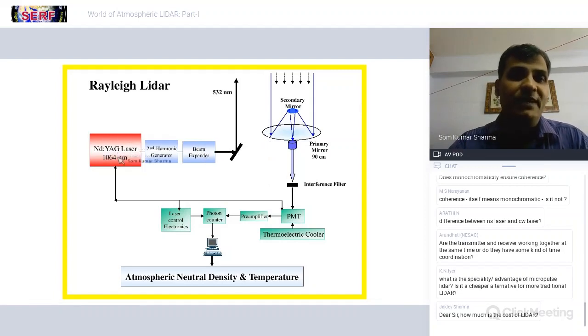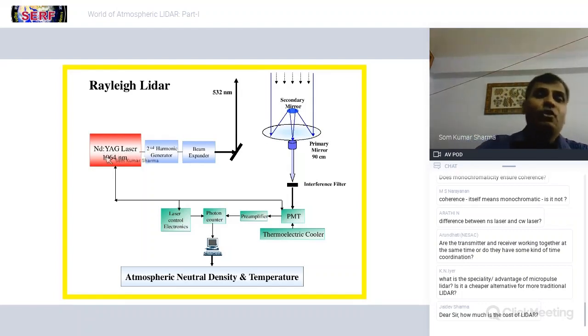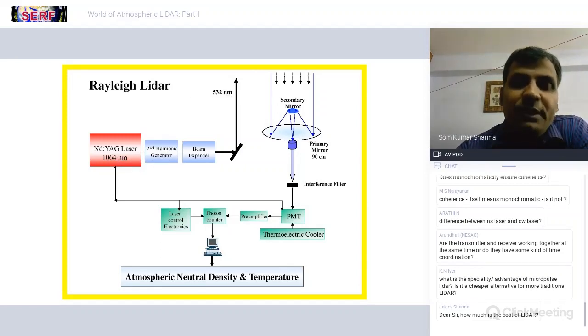The Nd:YAG fundamental wavelength is 1064. By applying the second harmonic, you get 532. If you apply the third harmonic generator, you get 355. If you apply the fourth harmonic generator, you get 266. So from one wavelength, you can generate three more wavelengths. By frequency doubling, you get 532 nanometer. By frequency tripling, you get the ultraviolet 355 nanometer. With the fourth harmonic generator, you get an even stronger ultraviolet signal at 266 nanometer.